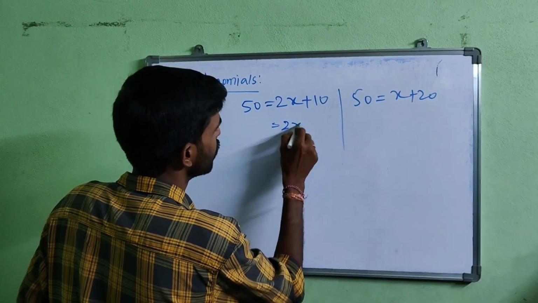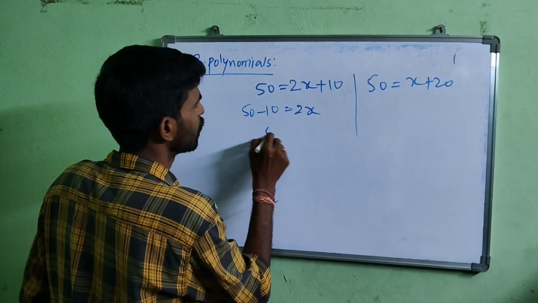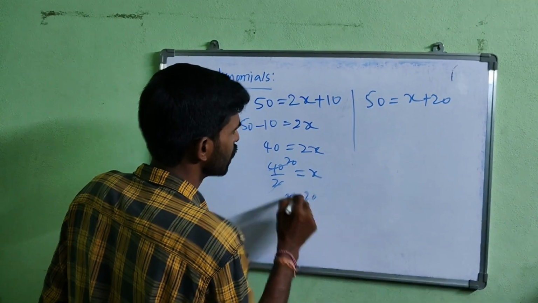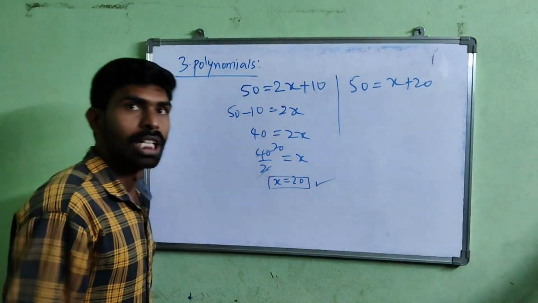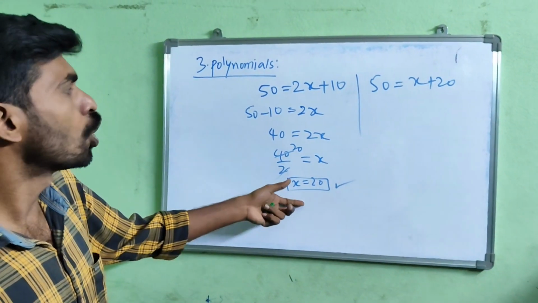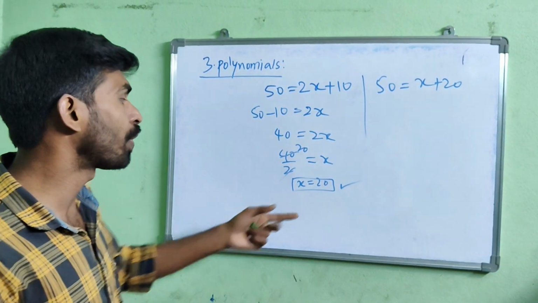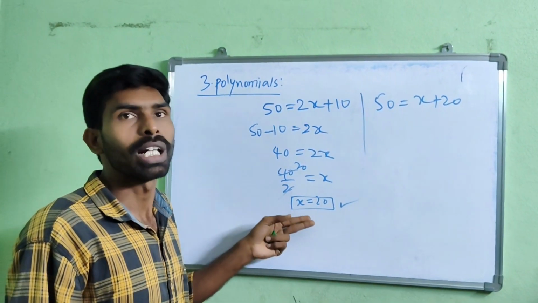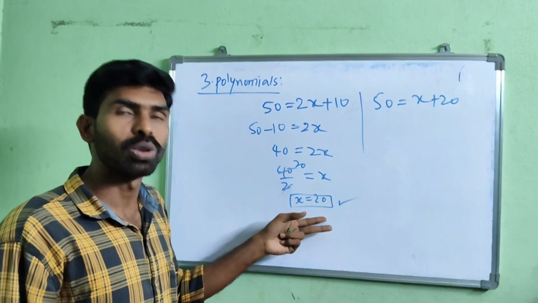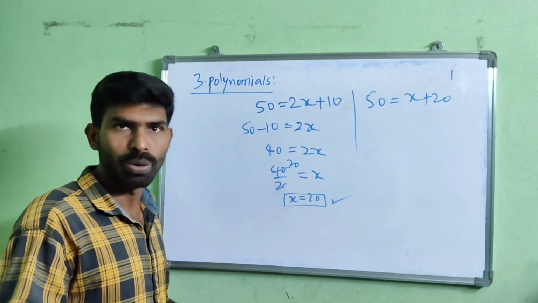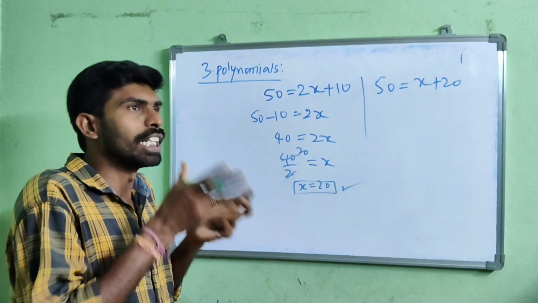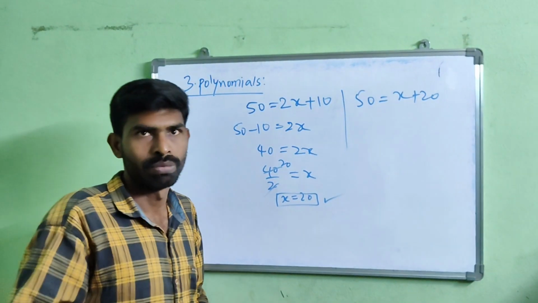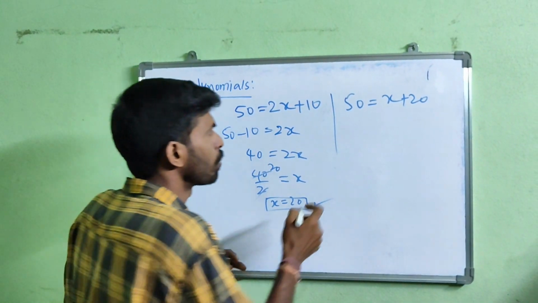If I take 2x here, what will happen? 50 minus 10, that is equal to 40. 2x equal to 40, so x will be 20, right? Without knowing the cost of the tomato, we can find the variable, the variable being nothing but the cost of the tomato. We can find the cost of the tomato by using polynomial equations. If we form equations like this in our life, that is nothing but polynomial expressions.